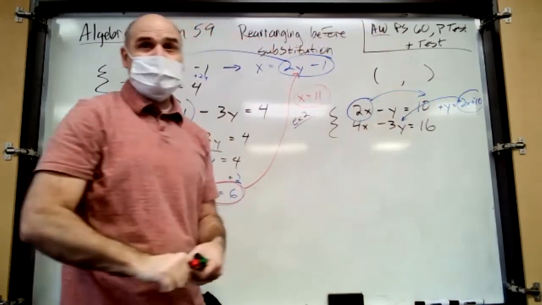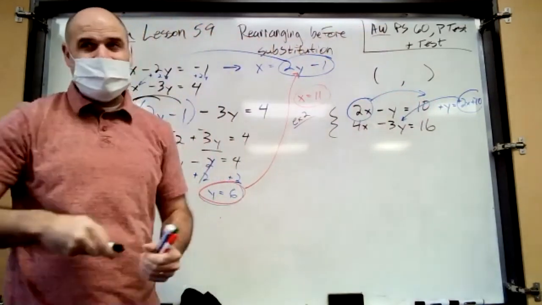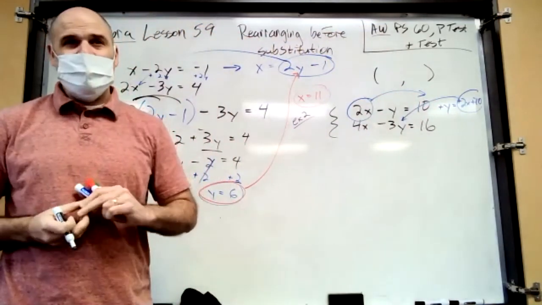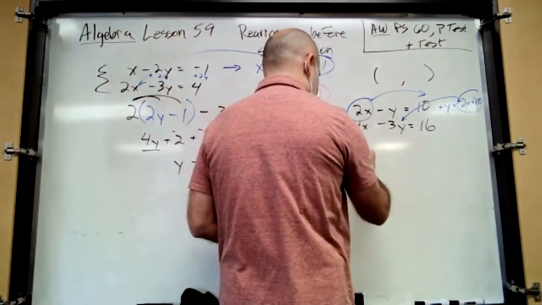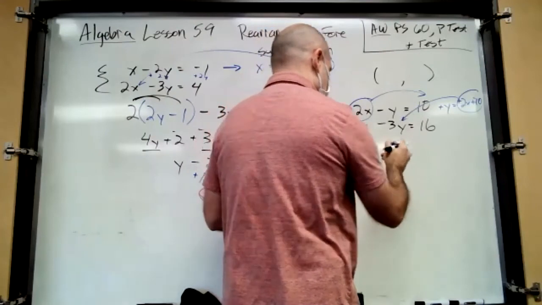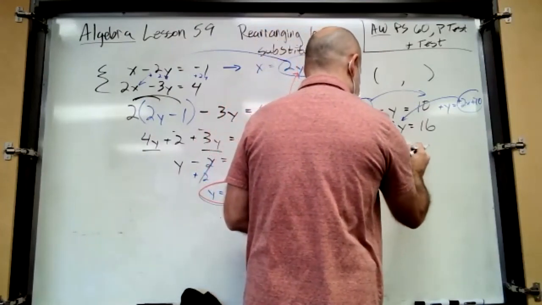So we're going to rewrite this bottom equation exactly how we see it. The only thing we're going to write different is the y. So 4x minus 3 parenthesis 2x minus 10, or plus -10.